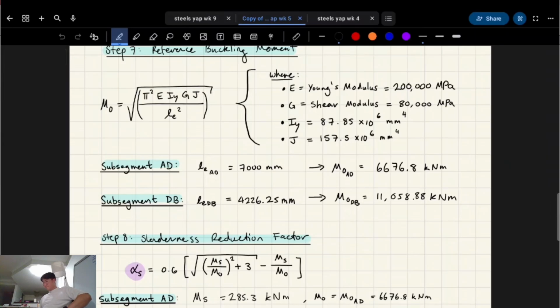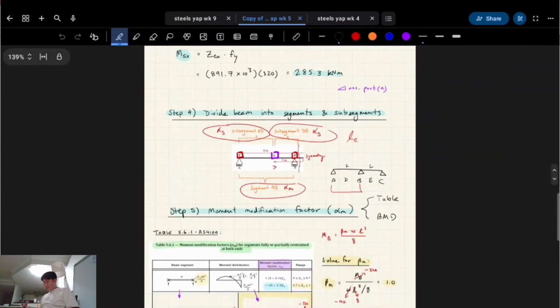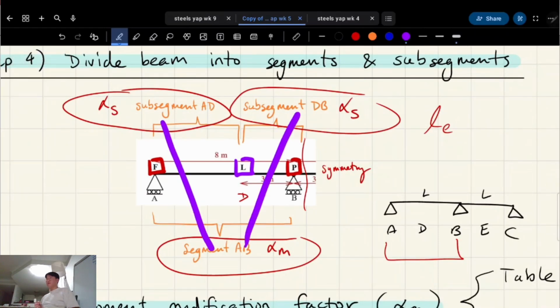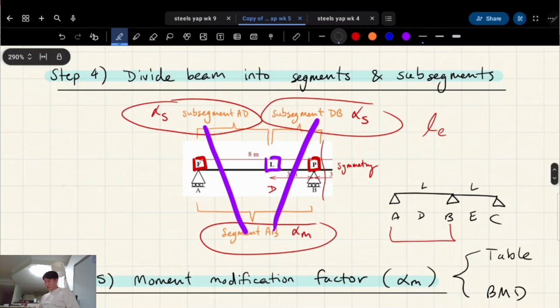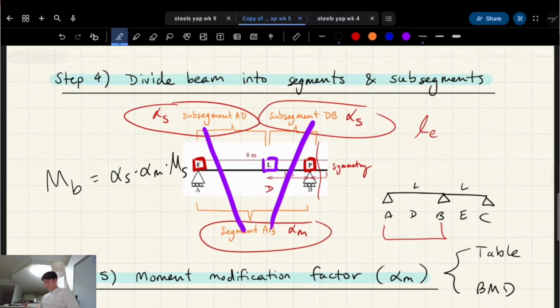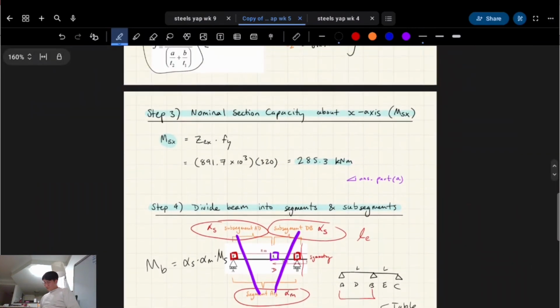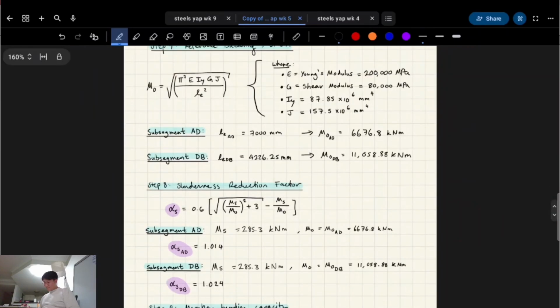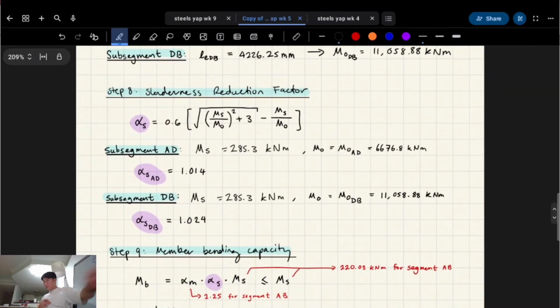No, it's about combinations, right? So we're gonna marry these two, and we're gonna marry these two. I see. Because M_B is alpha S times alpha M times M_S, right? We have to check it for that and that. I'm gonna drag this down. Okay, so we found the slenderness reduction factor by plugging all that in, basically.